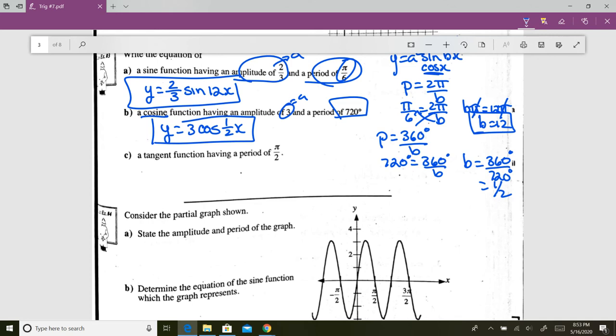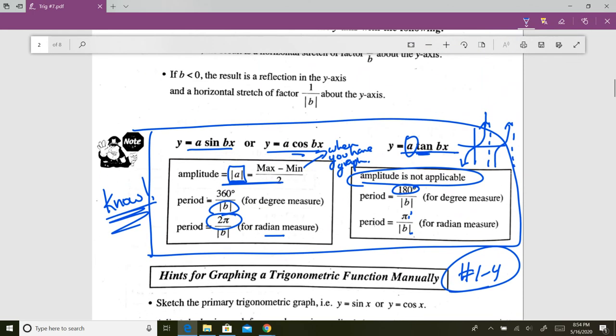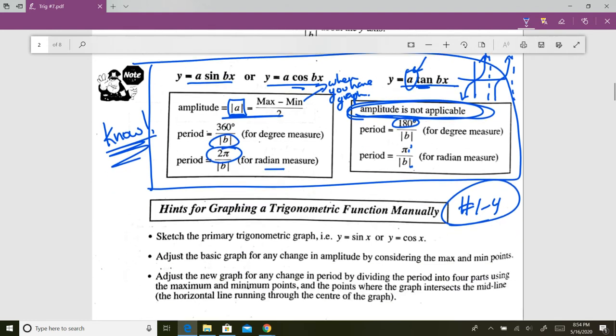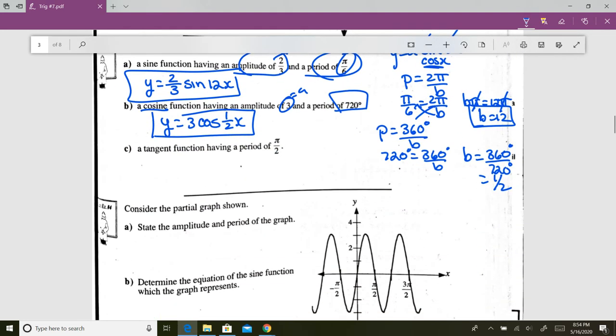And finally, tangent function having a period of pi over 2. Well, tangent function, remember, amplitude is not applicable. The only way you'll have an a value is if I tell you what the a value is. Okay? In this case, they do not tell us. They just say it has a period of pi over 2. Remember, for tan, period is pi over b. That's the big difference. Here it's 2 pi over b. Here it's pi over b.